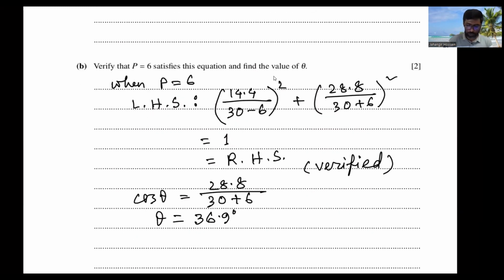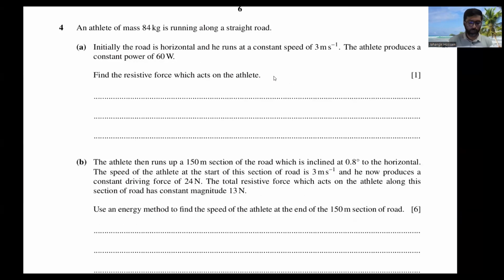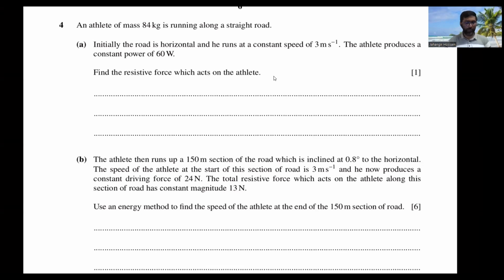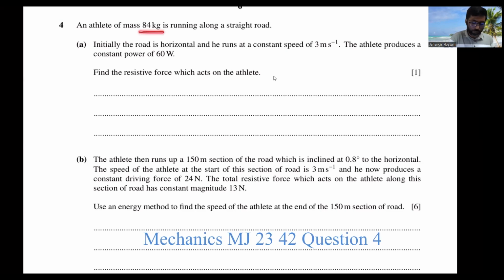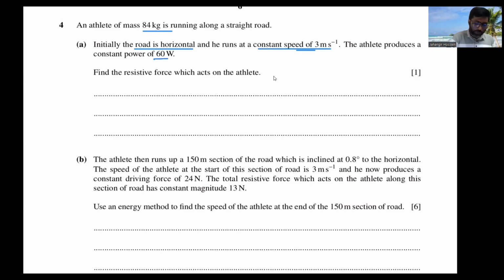That's question number 3. Now let's move on to question number 5. Question number 4, my bad. In question number 4, an athlete of mass 84 kg is running along a straight road. Initially, the road is horizontal and he runs at a constant speed of 3 meters per second. The athlete produces a constant power of 60 watts.